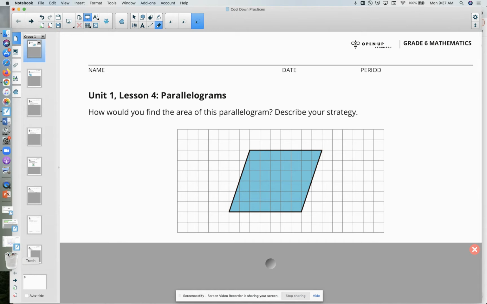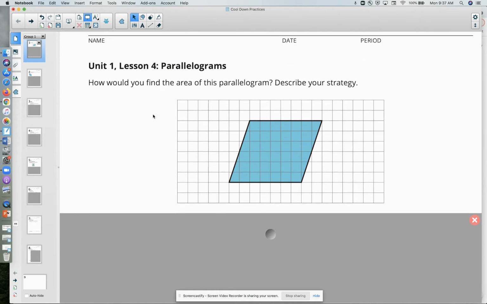All right, take out a piece of paper, and we're going to do 8 problems. When you're ready, unpause the video, and then you can see the answers. Okay, how would you find the area of this parallelogram? Describe your strategy. Okay, after you're done, unpause the video and then you can see the answer.